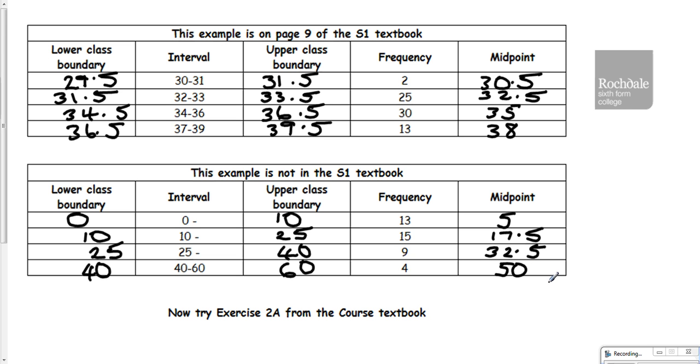Those examples, the first two, are in the S1 textbook, so you can have a look at those again in there. The last one isn't in the textbook, but you can always watch it through again if you're not sure. And there's a nice exercise here to practice as well.